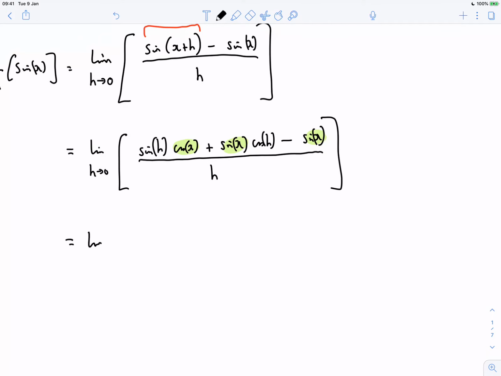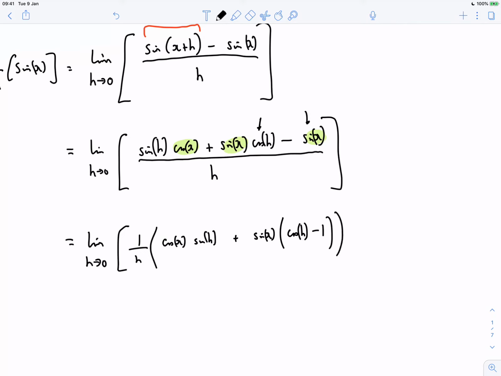Okay, so this is still the limit as h tends to 0 of 1 over h times the cosine x terms, which are cosine x times sine of h, and then plus the sine x terms, lots of, there's a cosine h there and there's a minus 1 there, so this is cosine h minus 1. And if I redistribute the 1 over h into this, then the 1 over h goes into here and the 1 over h goes into here. And now we're ready to roll.